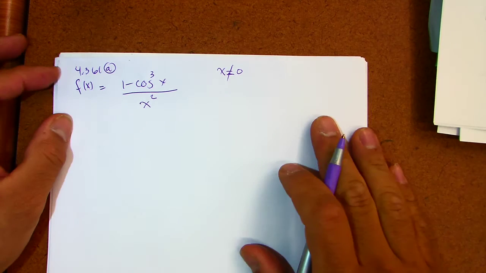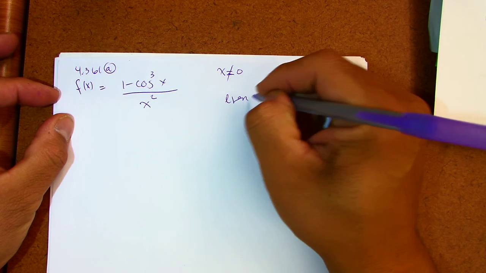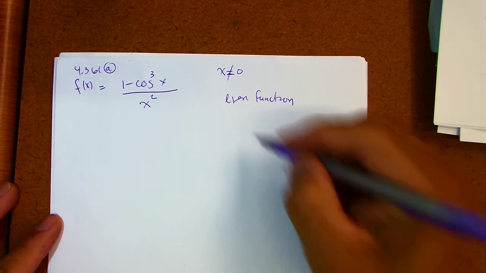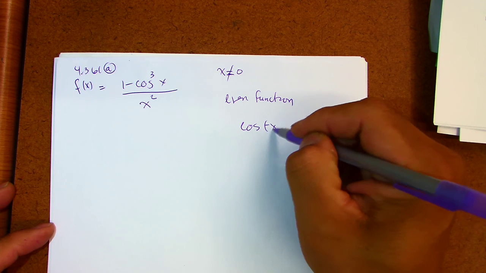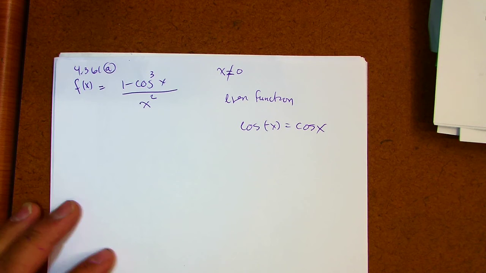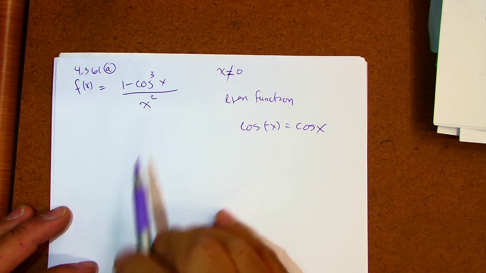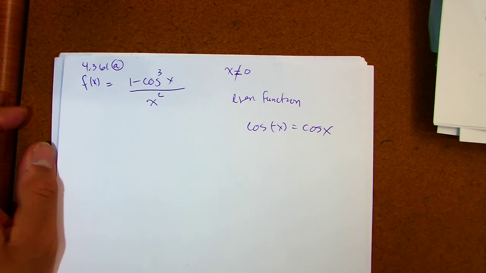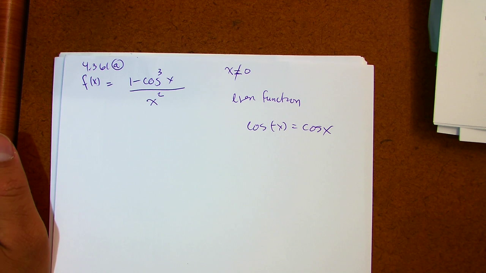We can also see it's an even function. Right? Remember cosine. And that is even, right? The squared part. So now let's take a look at what our analytical methods tell us.